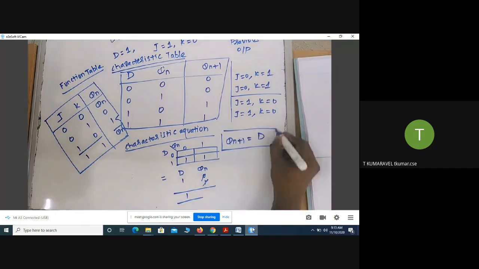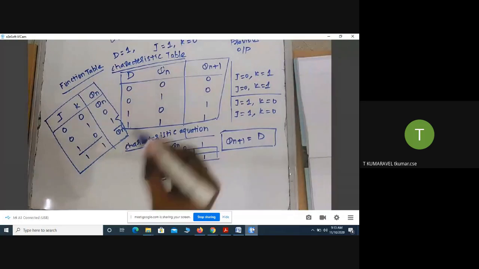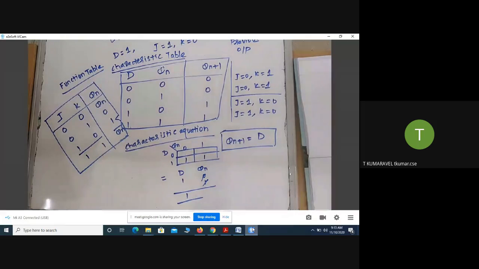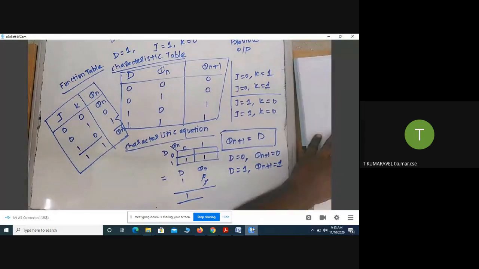Okay, so what do you understand from this? Whatever information you give to that flip flop, the same thing is provided as output. For example, if I give the input as 0, the output is nothing but 0. Suppose the user provides input 1, it provides output 1. Okay, that is the characteristic equation for D flip flop.